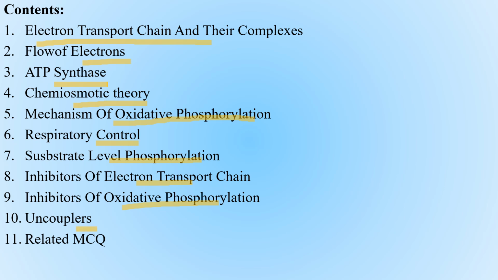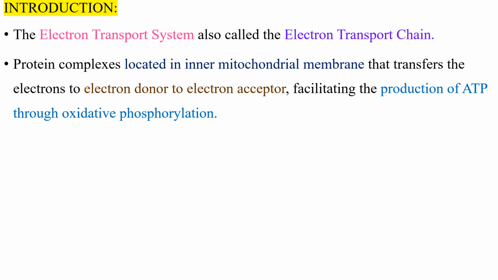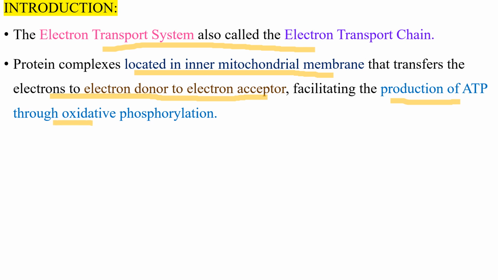So first we discuss what the electron transport chain is. The electron transport system, also known as the electron transport chain, has many complexes located in the inner mitochondrial membrane, and these complexes transfer electrons from the electron donors to the electron acceptor, which facilitates the production of ATP through oxidative phosphorylation.